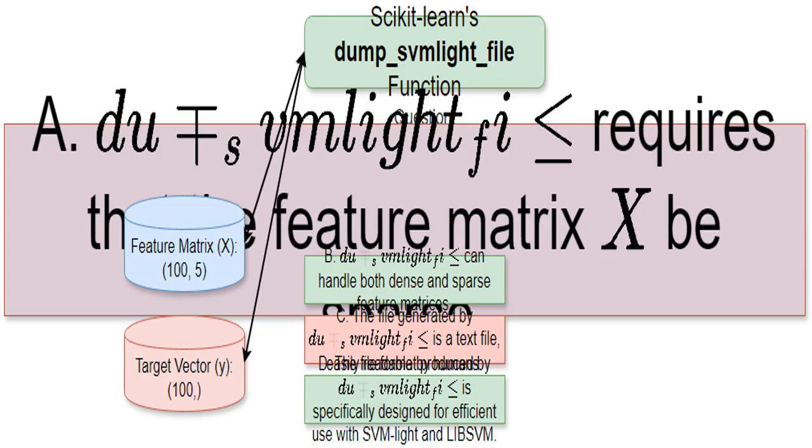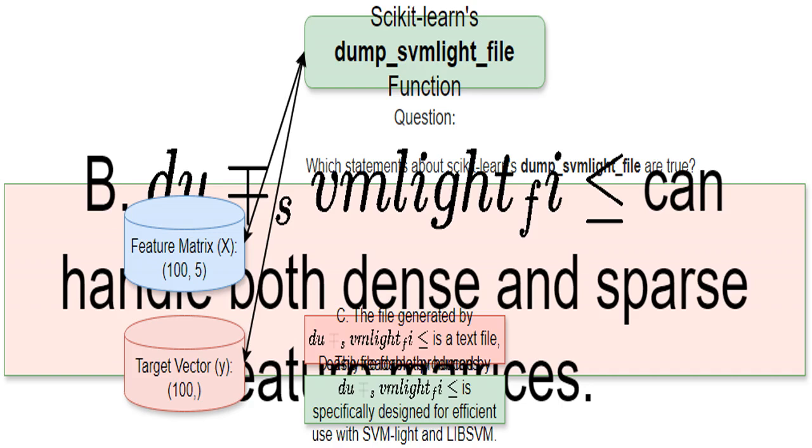This statement is true. The function dump_svmlight_file is flexible and works whether your data is dense, most values are non-zero, or sparse, mostly zeros. Pretty cool, huh? This is also true. The whole reason for this function is to create files formatted just right for SVMlight and libsvm. This ensures that the data is processed quickly and efficiently by those tools.